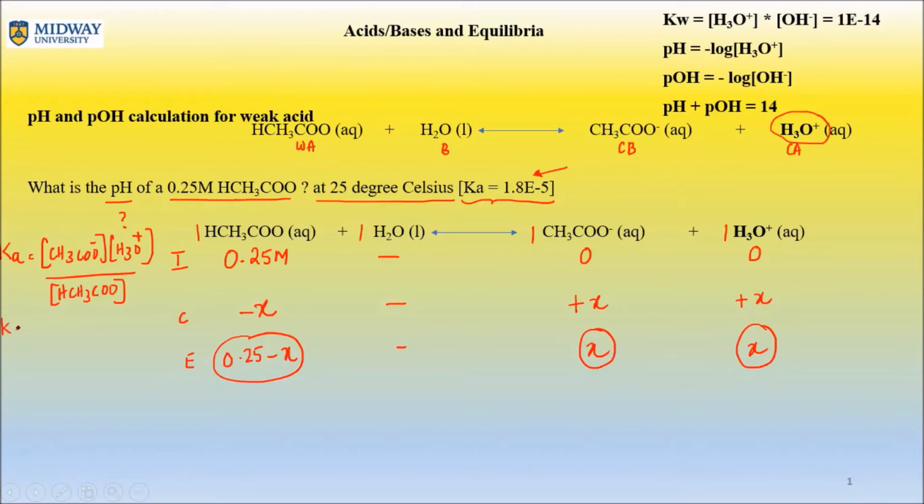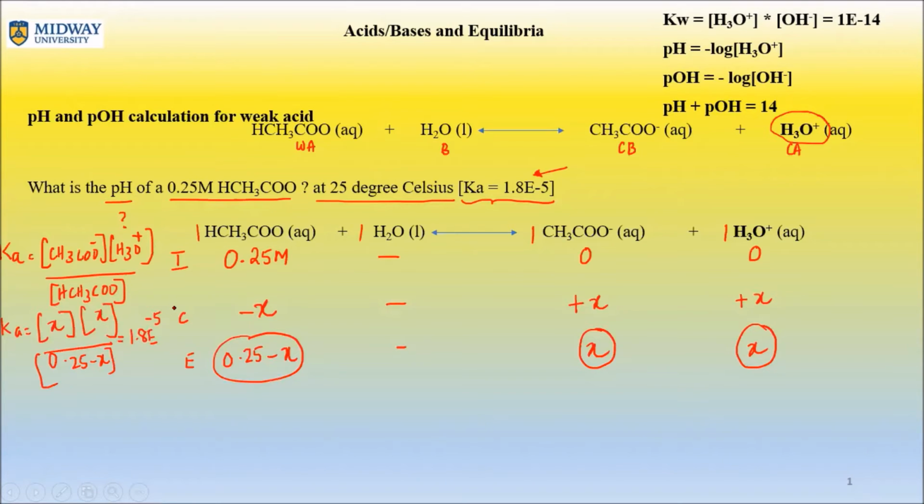So Ka equals, well, this right here is x, so it's x. This right here is x, so it's x. This right here is 0.25 minus x, right? Now this equals the Ka value, which is basically 1.8 e to the negative 5. From this point on, it's math. It's no longer chemistry, okay?